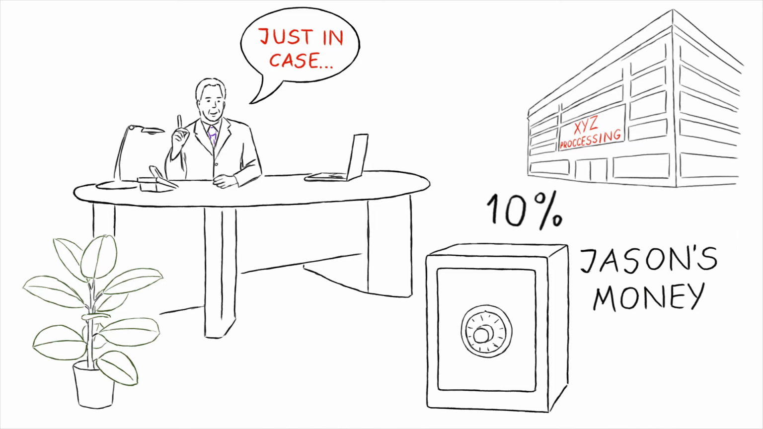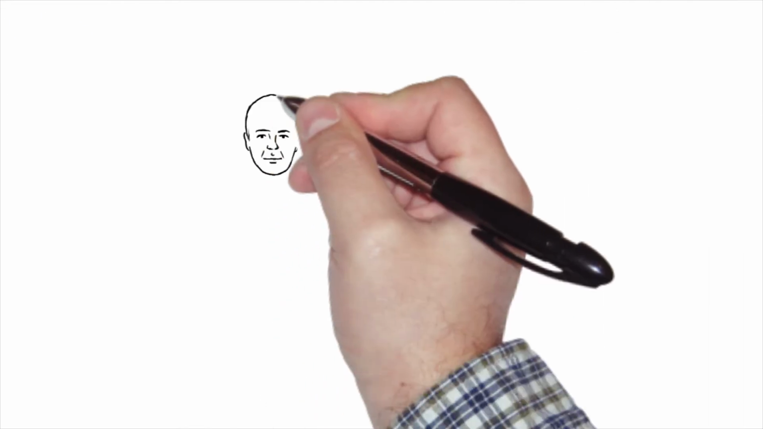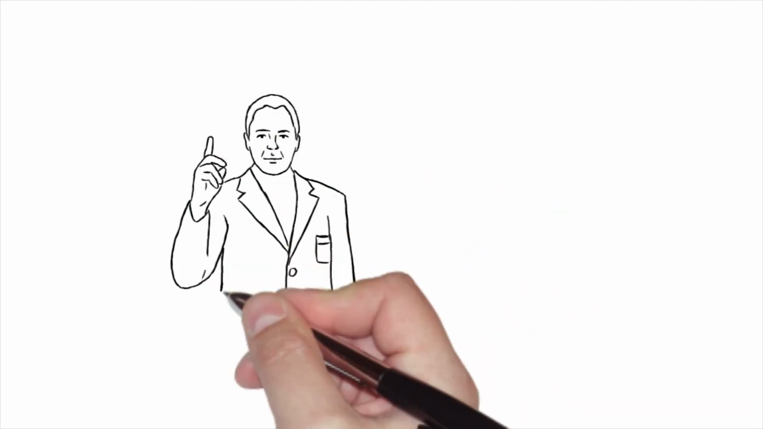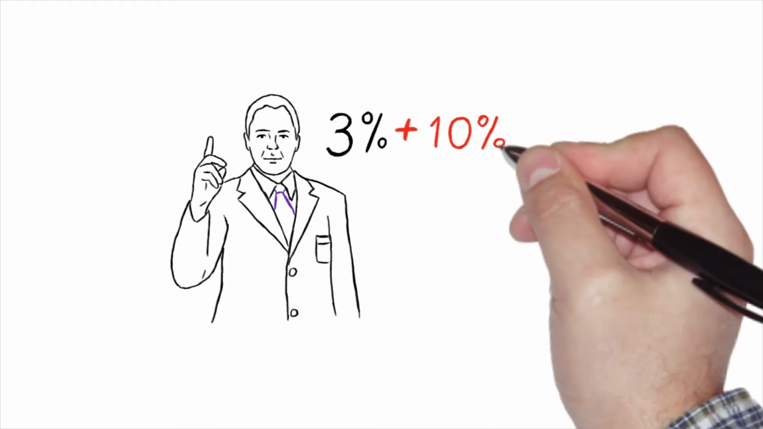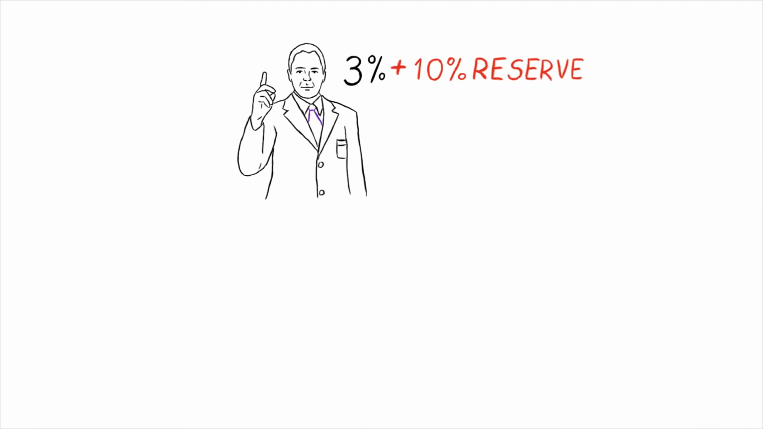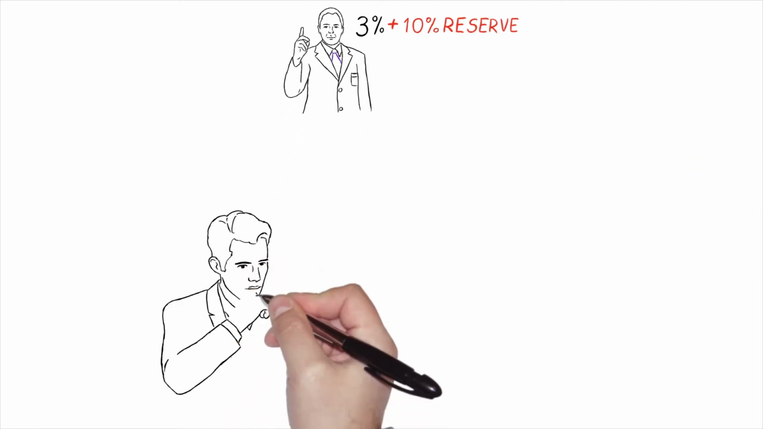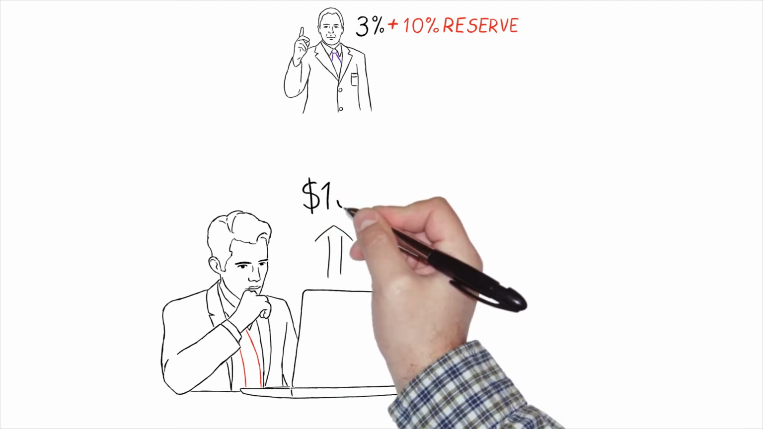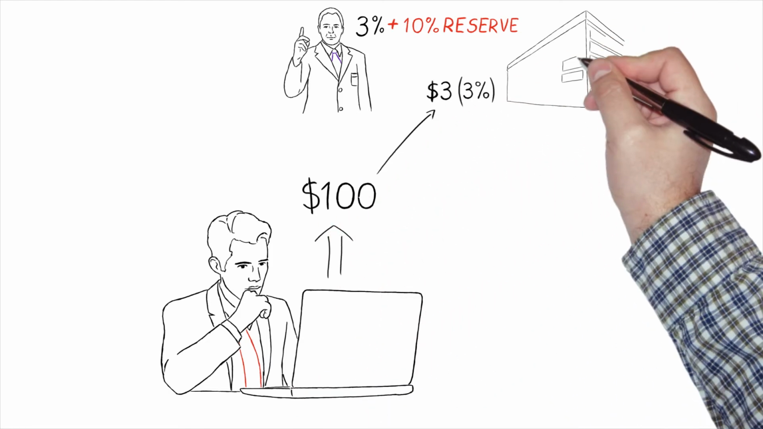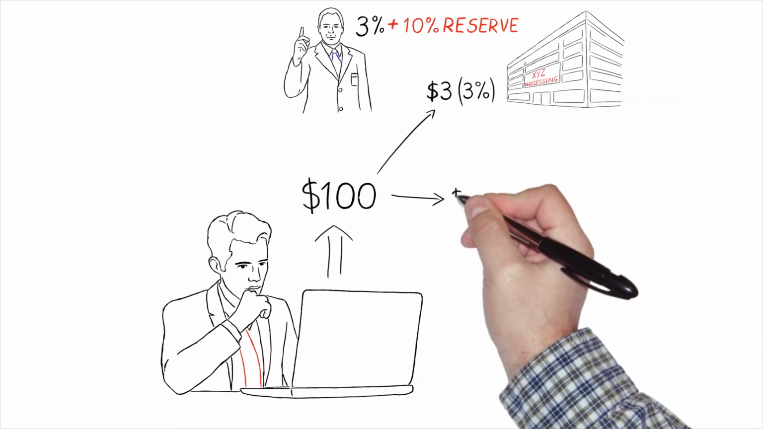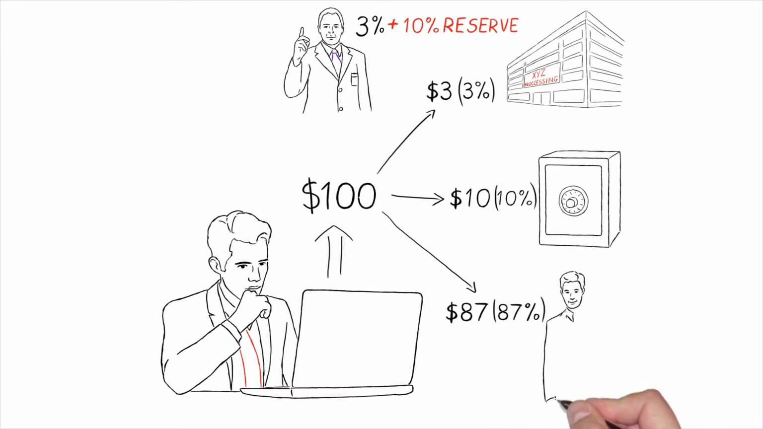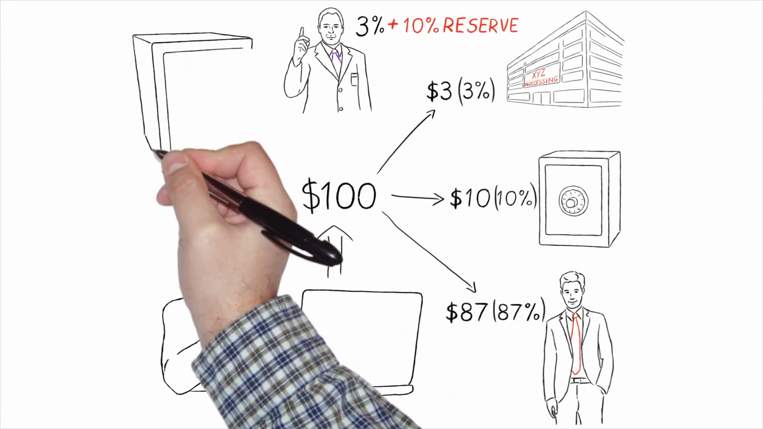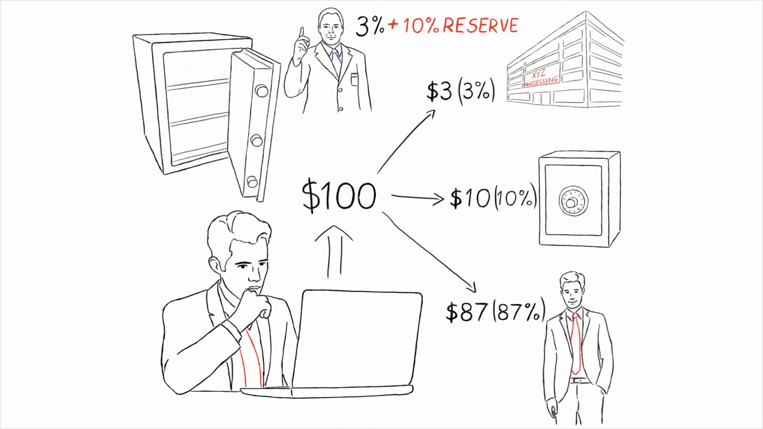Let's look at how this works in Jason's example. The credit card processing company gave him a merchant account and charged him 3% to accept credit cards, but they also required a 10% reserve. When Jason sells a $100 watch, the credit card processing company is going to take $3, 3%, for their fee. They will then hold $10, 10%, to be added to Jason's reserve account, and then Jason will receive the balance of $87.